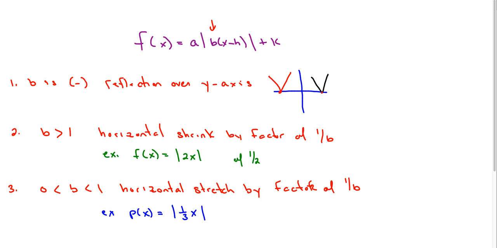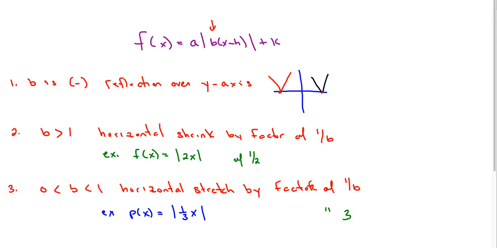My b value is between 0 and 1, any fraction, so it's a horizontal stretch. When you stretch, you tend to get longer or bigger. So I'm not going to say by a factor of 1/3 here. I would say by a factor of 1 over 1/3, which is the same thing as just saying 3. So by a factor of 3. I'm just using the denominator in this case. So a horizontal stretch by a factor of 3.